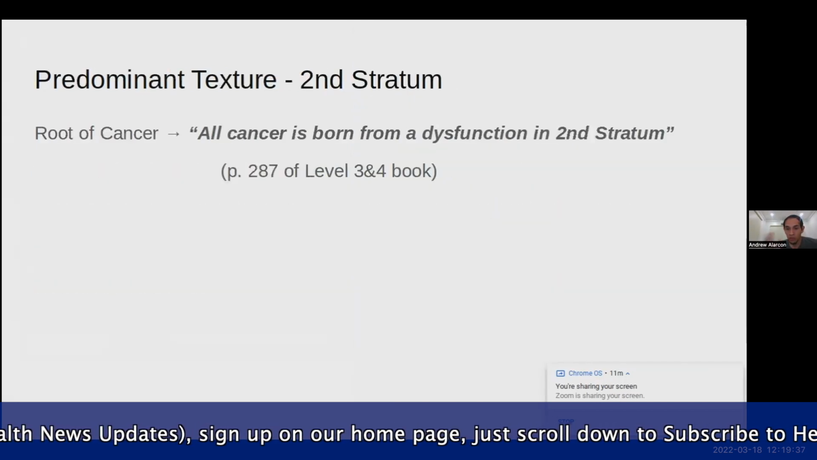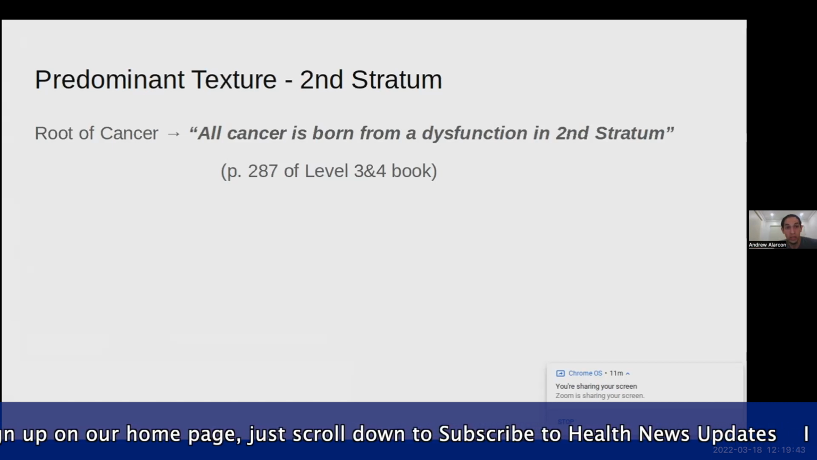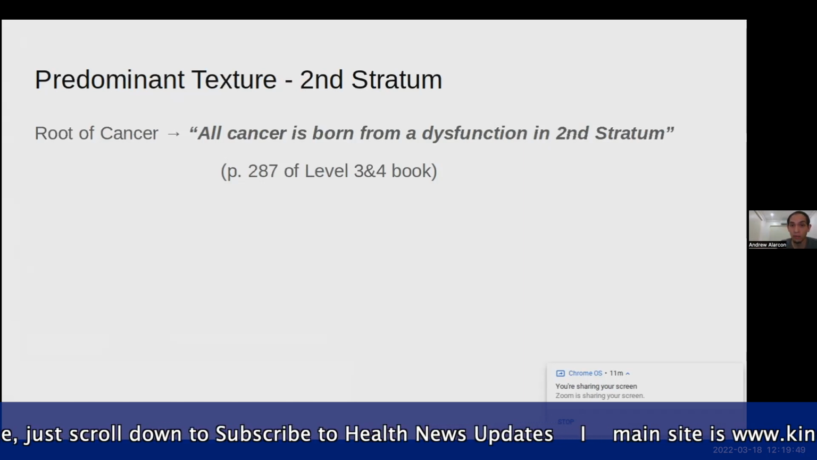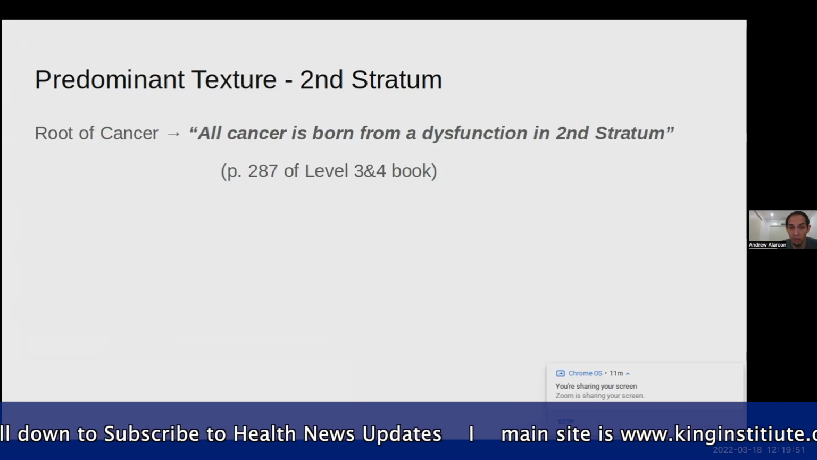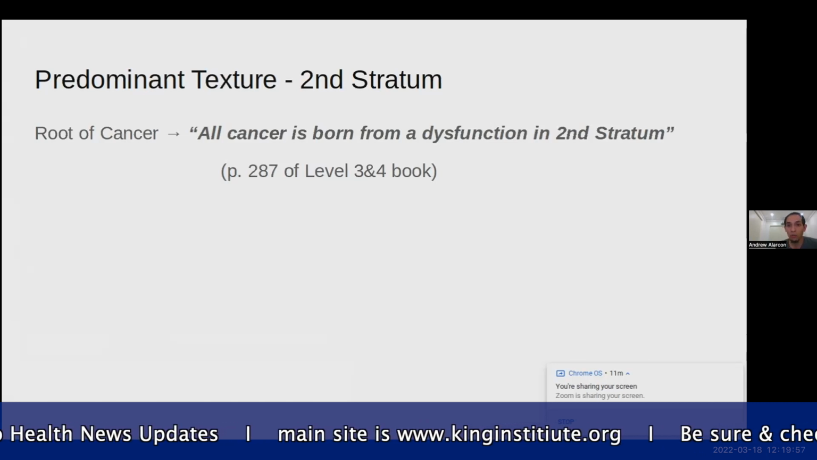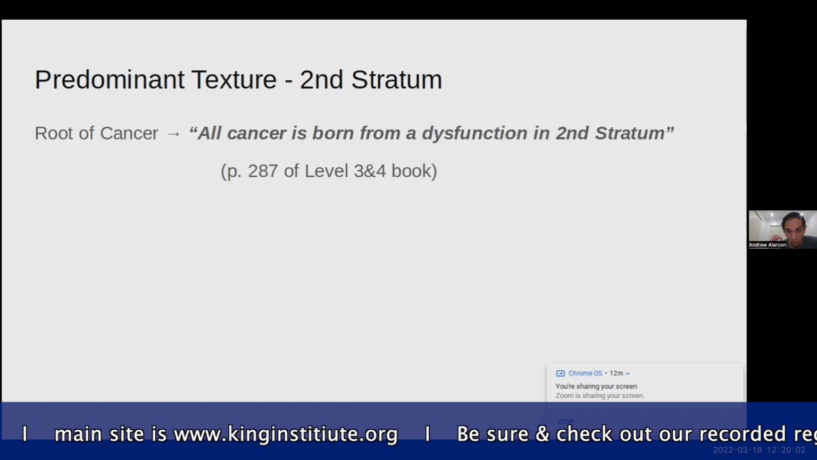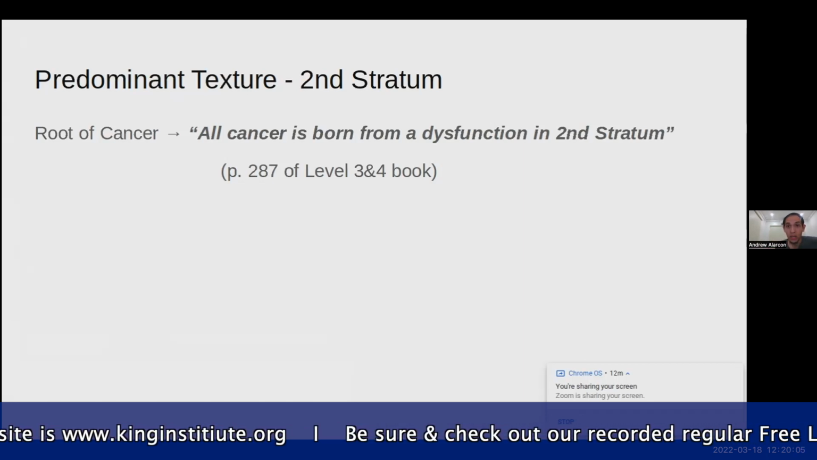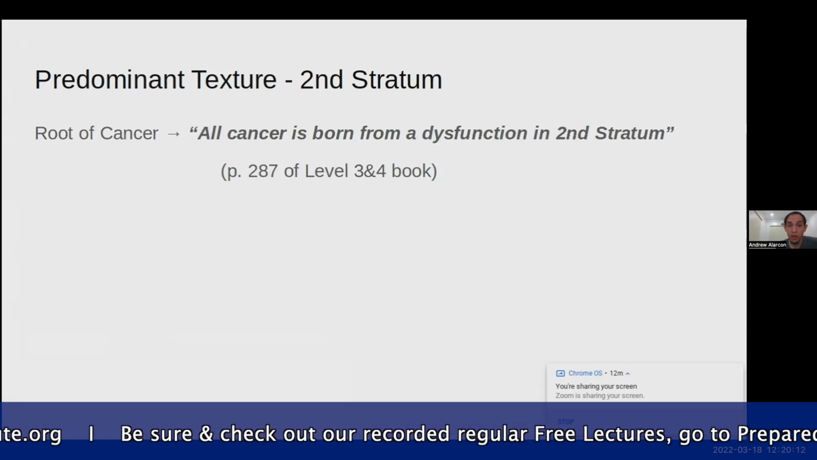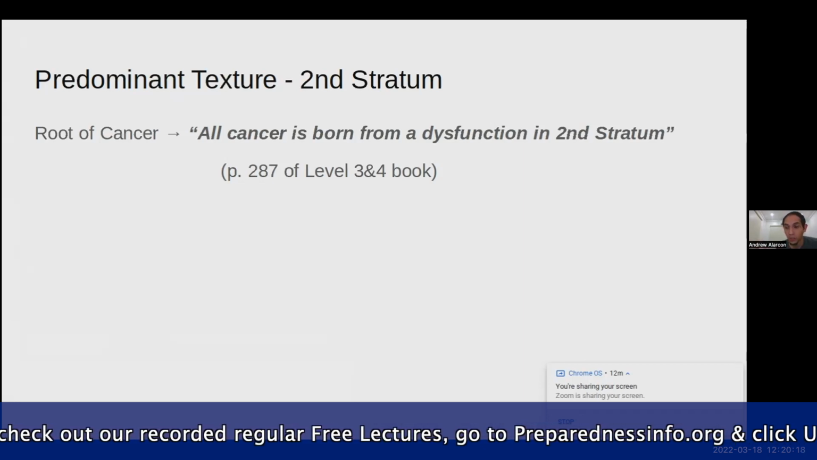Okay, so because this is cancer that I was working with, I just wanted to reiterate, and this is based on what's written in the level 3 and 4 book on page 287. What Dr. King always repeats over and over, all cancer is born from a dysfunction in second stratum. So the root of all cancer, according to TKM, is a dysfunction in second stratum. And the predominant texture all throughout when I was working on him was second stratum.